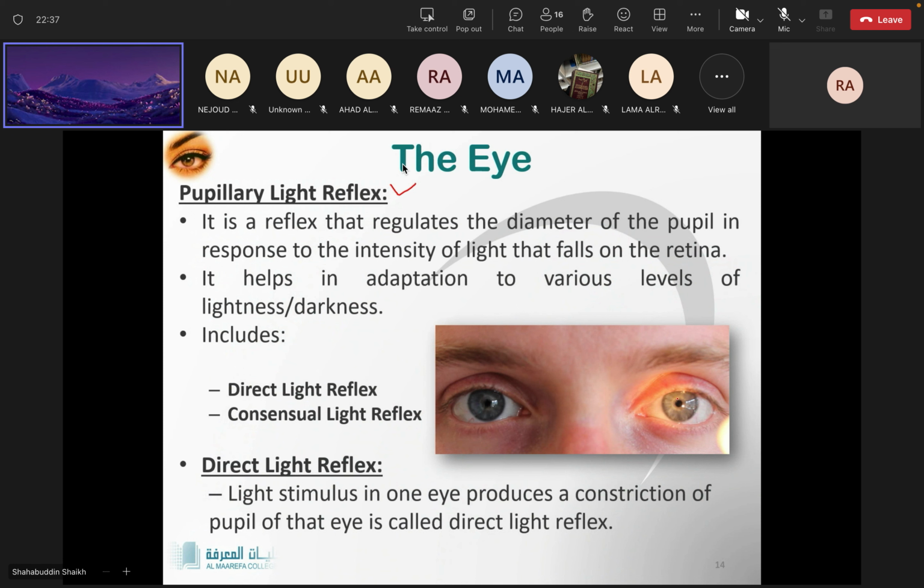So in this patient where there is damage in the brainstem, there will be direct light reflex and absence of indirect light reflex or consensual reflex. Please remember this. This is the importance of knowing direct and consensual light reflex. You are able to identify whether the damage is in the optic nerve or in the brainstem or in the further pathway. Yes, clear.